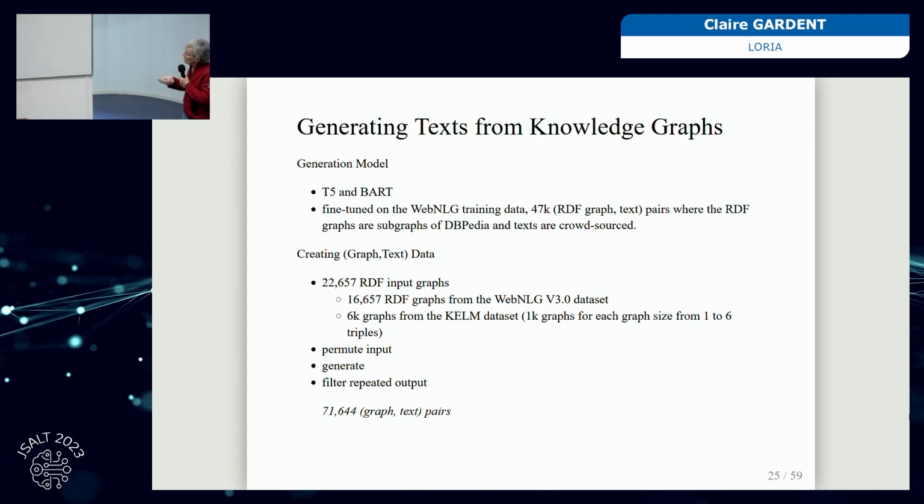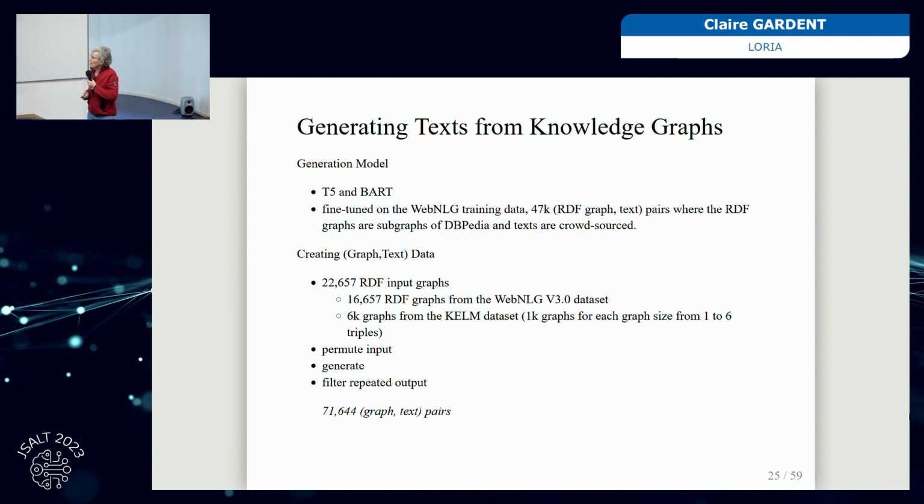So we take the graphs from WebNLG, but also the graphs from Kelm. Kelm is a data set that is actually from Wikidata in this case. So it's basically subgraphs of Wikidata that have been extracted, which contain from 1 to 6 triples, so similar to WebNLG graph size. And so we use this other data set to have more variety in terms of entities and properties.